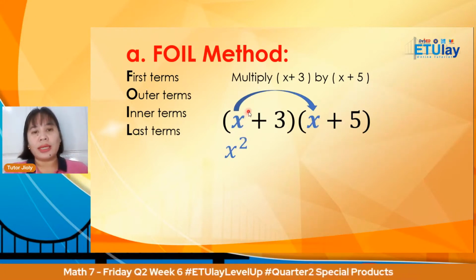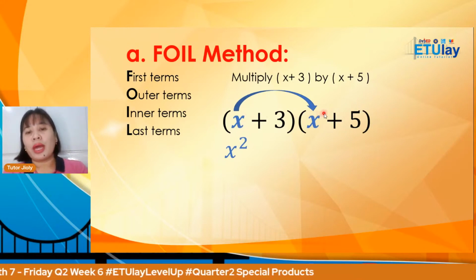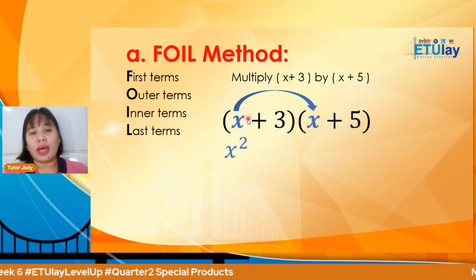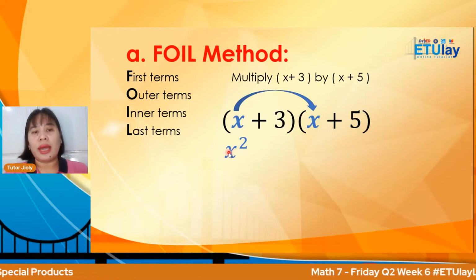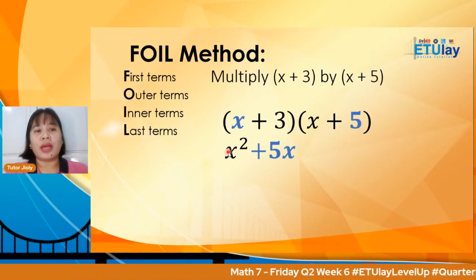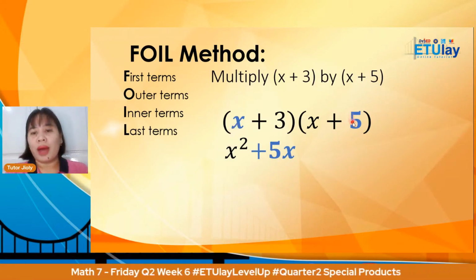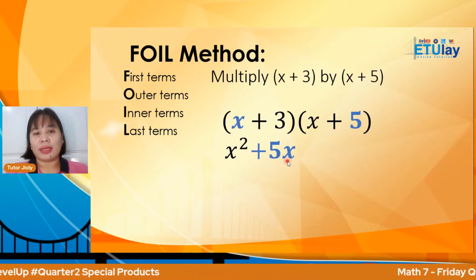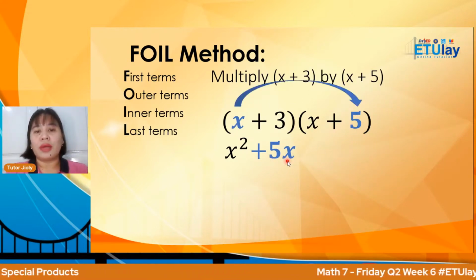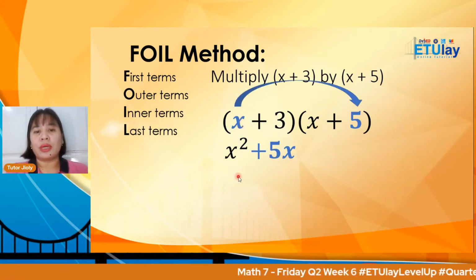Again, I said earlier, it's automatic, we have an exponent of 1 there. So we just add them, so we come up with x raised to 2. Next, okay, for the outer terms, x times 5. This is our outer term. So x times 5, that is plus 5x.